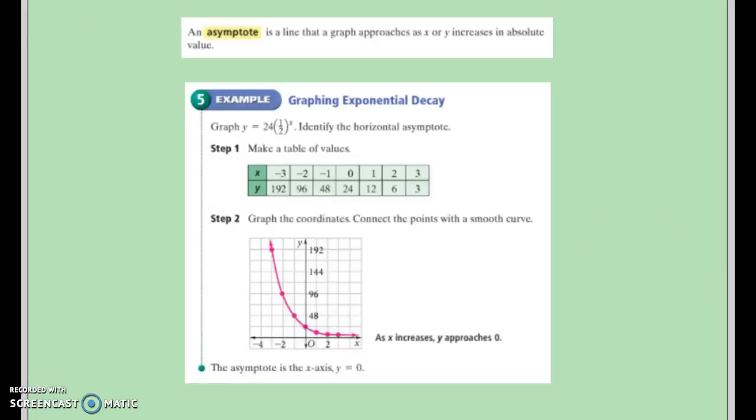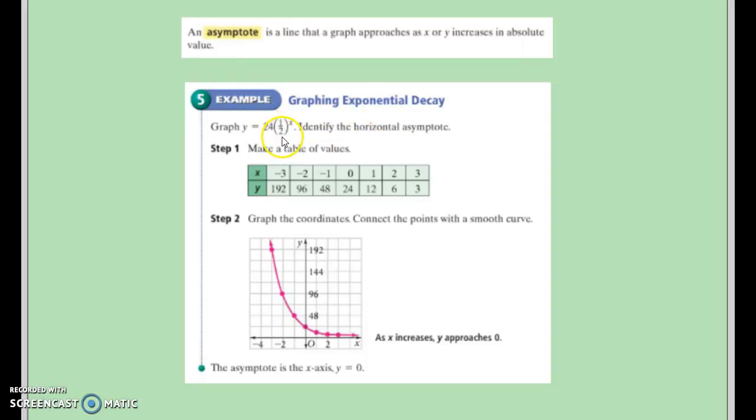Okay. So an asymptote. Here's just a vocab word that I want you to think about. An asymptote is a line that a graph approaches, but never actually touches. It gets infinitely close, but it never actually touches. So that's an asymptote. So here in example 5, we're going to be graphing our exponential decay.